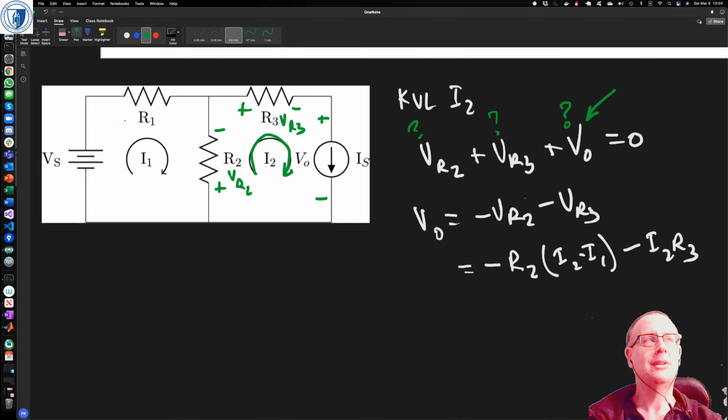And there's only one unknown now. By the time I've solved for I1 and I2, the only unknown now is V out. And I can just rearrange the equation to get an expression for V out in terms of what I do know. And that's the way to get the answer for the final box. Does that help? Yes. Yeah? Okay, good.